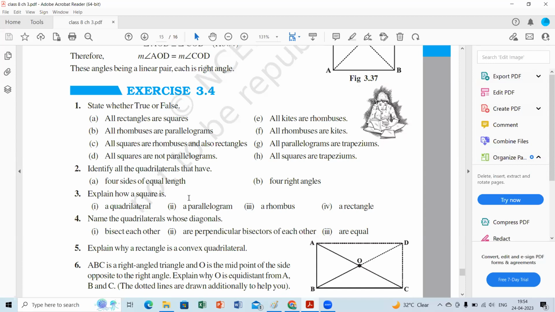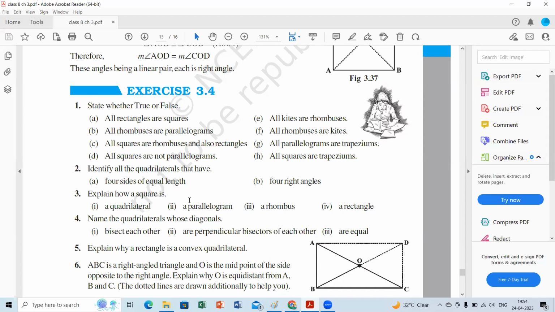All parallelograms are trapeziums. True or false? False.